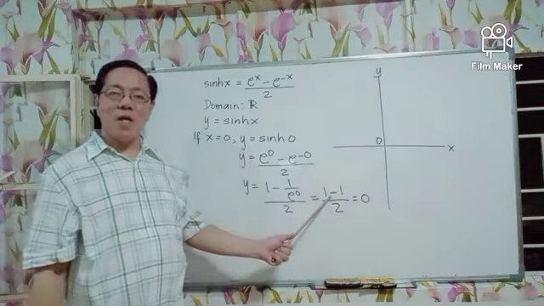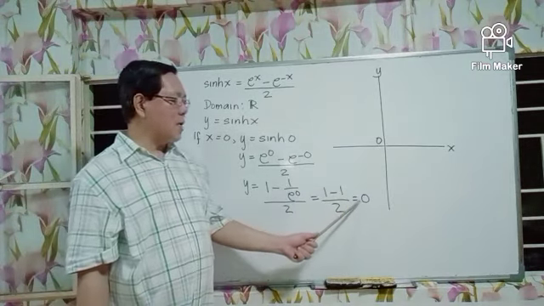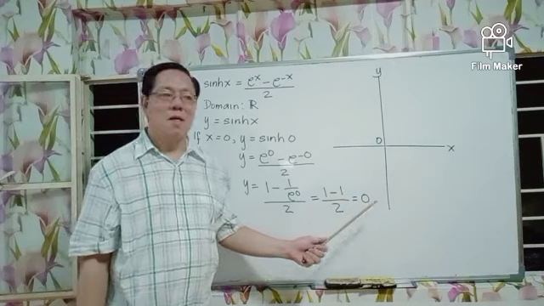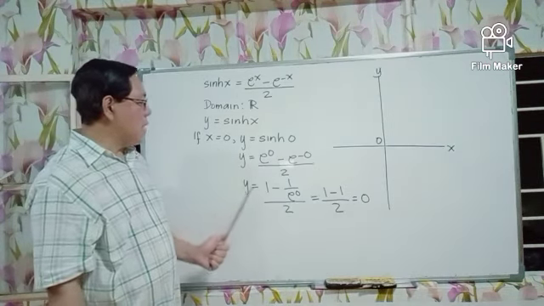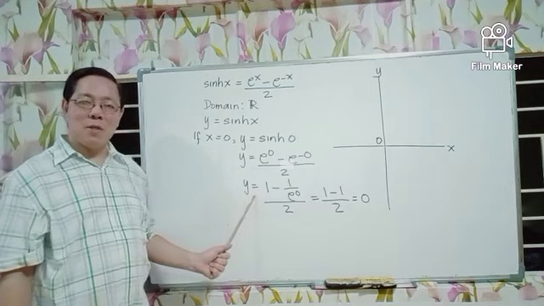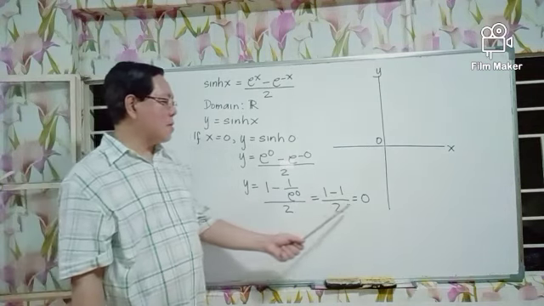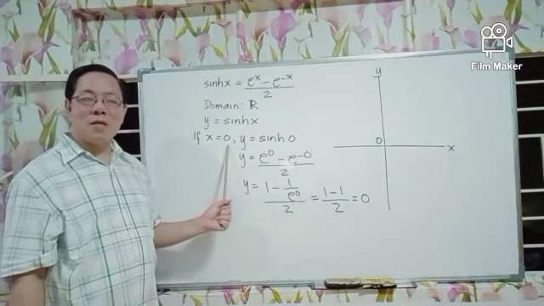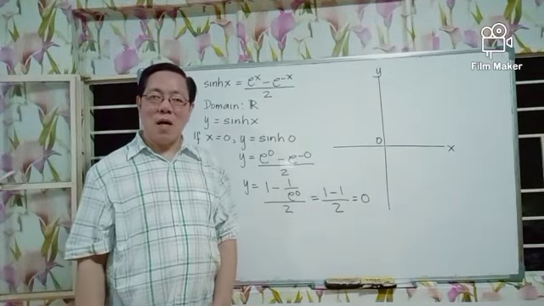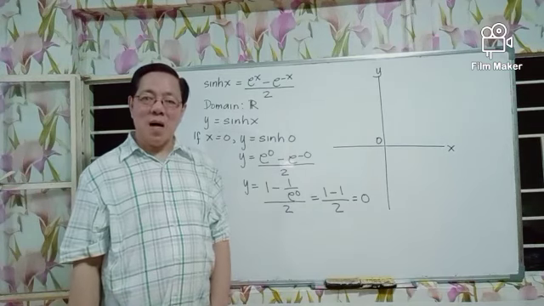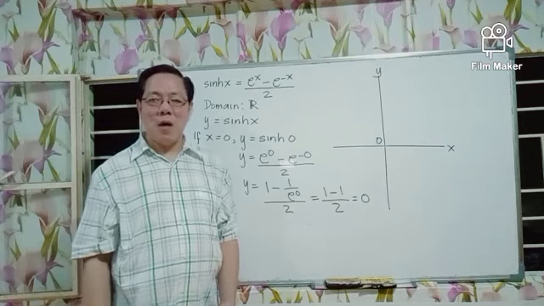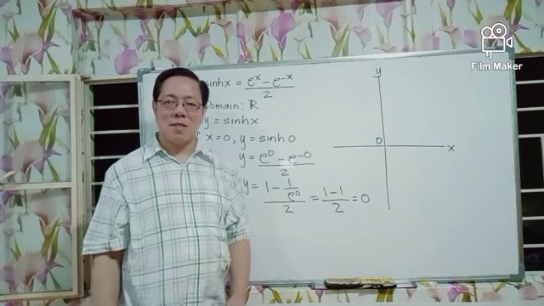And 1 minus 1 is 0. 0 divided by 2 is 0. And what does this mean? If x is 0, the value of the hyperbolic sine of x, or the hyperbolic sine of 0, or the value of y is 0. So we have the point (0, 0), which is the origin. That means that the graph of the hyperbolic sine will pass through the origin, or the origin is a point on the graph of the hyperbolic sine of x.